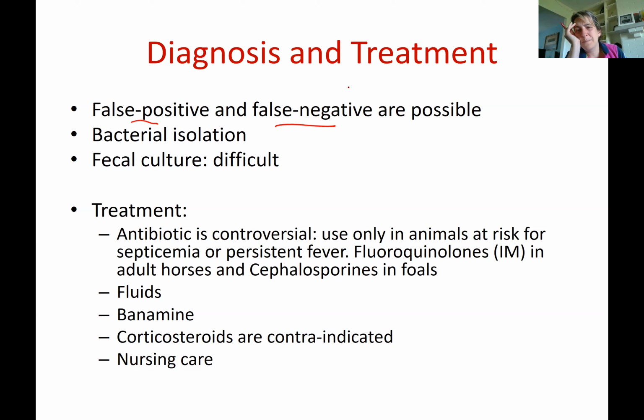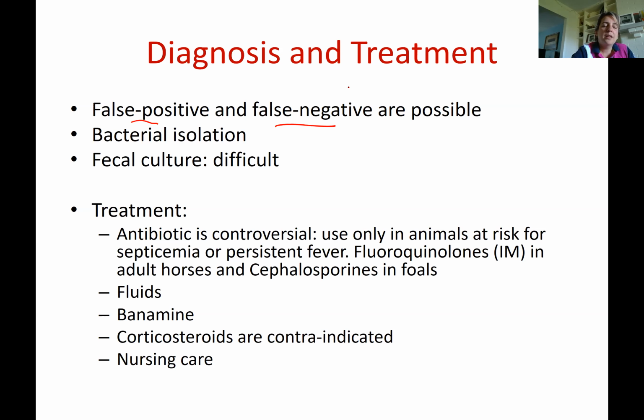A false positive would be a horse that's having diarrhea, we test its feces and it has Salmonella in it, but actually it's not the Salmonella that's causing the disease, okay? That's a false positive. It is shedding Salmonella, for sure, but it is not the Salmonella that's causing the disease. So now you start treating for the Salmonella and the horse doesn't get better because it is not the main cause of the disease.